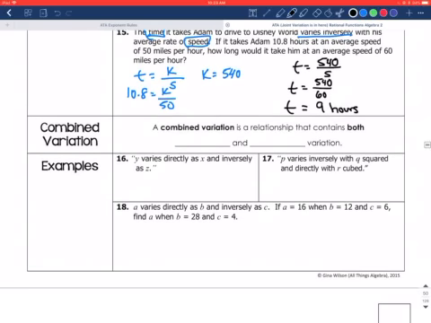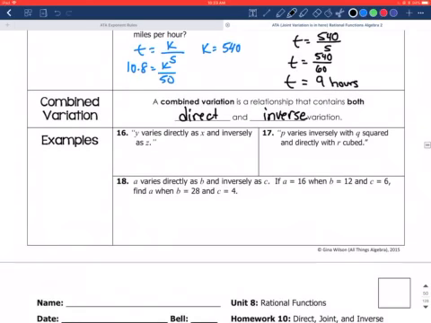Lastly, combined variation has both direct and inverse variation. These are the ones that you will see on final exams and stuff like that. So y varies directly as x and inversely as z. You notice we have three different variables, but we don't have joint. It doesn't say joint anywhere in here. So y varies directly as x and inversely as z. That's how we're going to set this up.